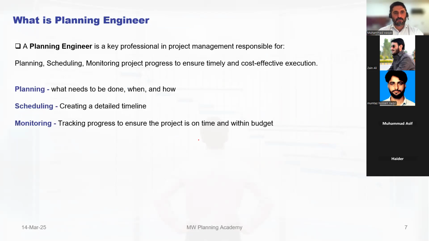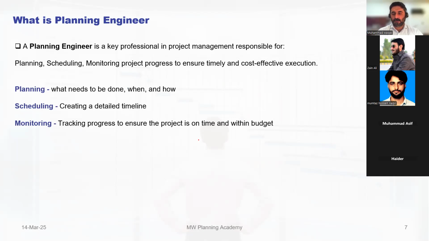Okay, then we go to the planning engineer, a key professional in project management. So what does the planning engineer do? He plans things, he schedules them, and then he monitors it. So what is the difference between planning, scheduling, and monitoring?